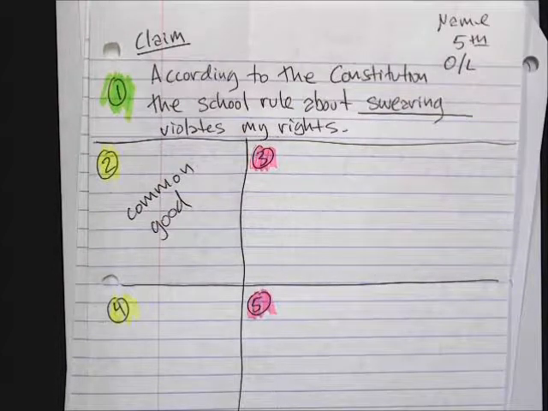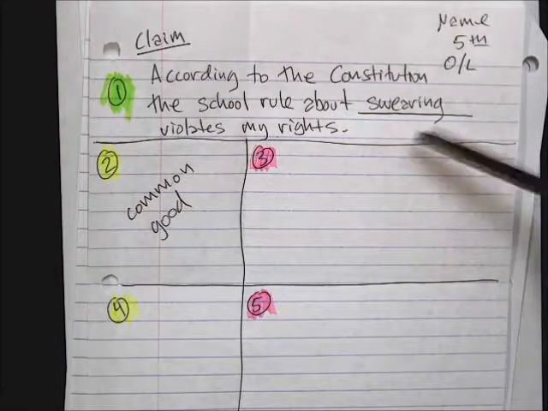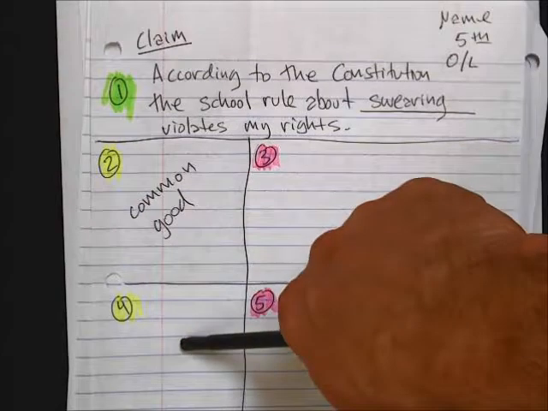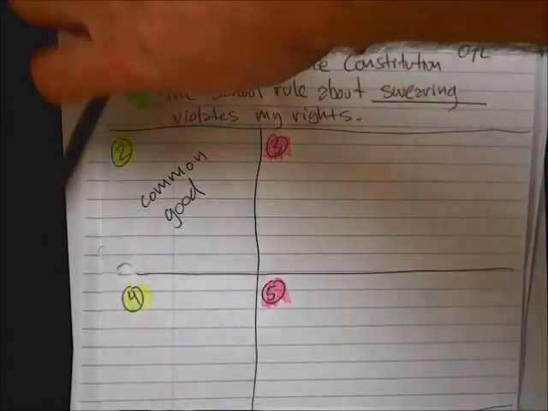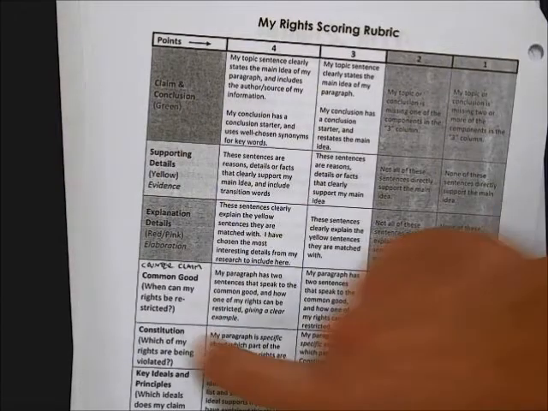So, you guys, is this a sentence? No. So when we do our rough draft, we'll have to make this into a sentence. But right now, we are just getting our ideas in place. And what's the next thing then? What did my rubric say? Oh, this is the Constitution.